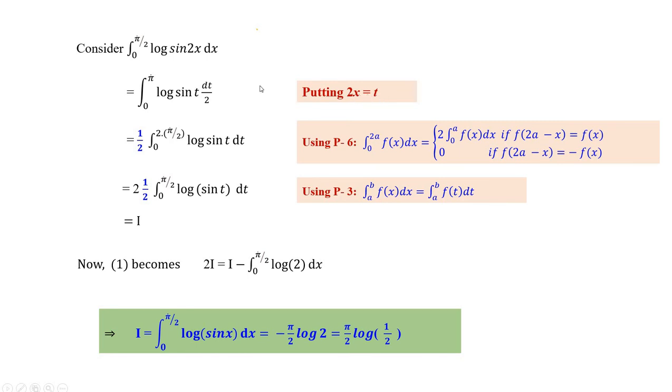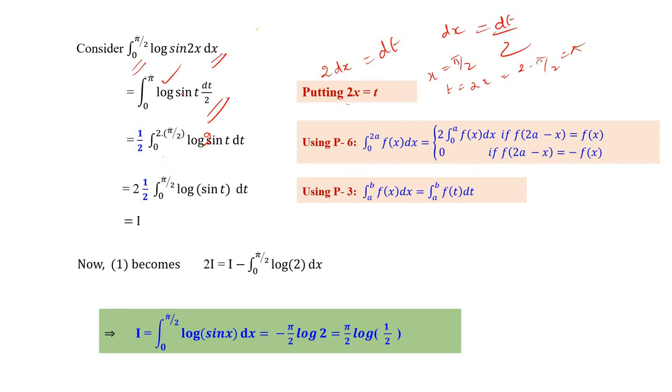You put 2x as t, so that 2 dx will be dt, or dx will be dt by 2. So that is what we have here, and log sine t. The limits will change now as this. When x takes the value 0, t also takes the value 0. When x takes the value pi by 2, t, which is 2x, will take the value 2 into pi by 2, that is pi. So that is what we have here as the upper limit.